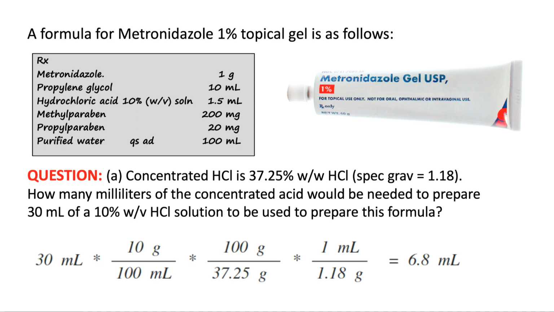I was told that the specific gravity or density of that mixture was 1.18. So my last step is to multiply by the fact that every 1 milliliter of this mixture weighs 1.18 grams. And I do that so that my units of grams cancel, and I'm now in volume. So if I do all that math from left to right and go all the way across, I realize I need 6.8 milliliters of this concentrated hydrochloric acid solution to provide the right amount of hydrochloric acid that when I dilute it to 30 milliliters, I would essentially have a final resulting concentration of 10% weight per volume that I could use then to formulate my gel.